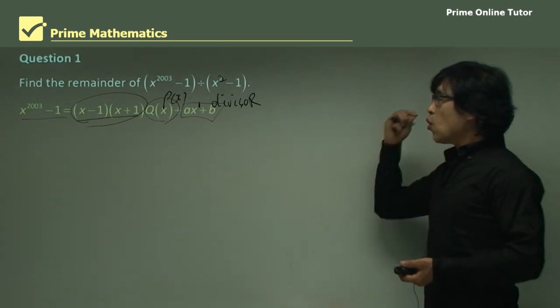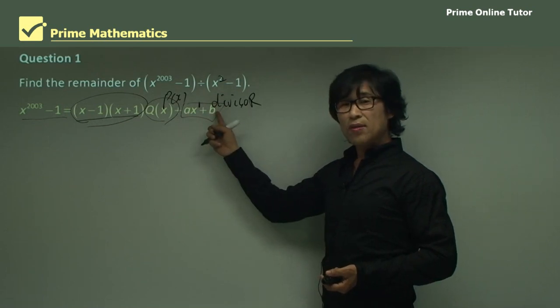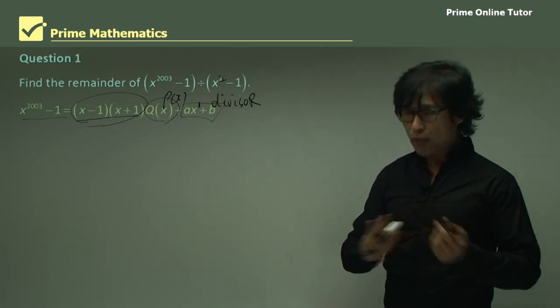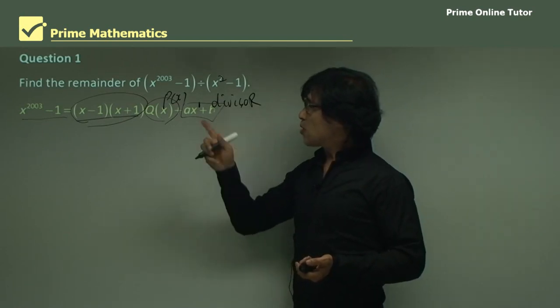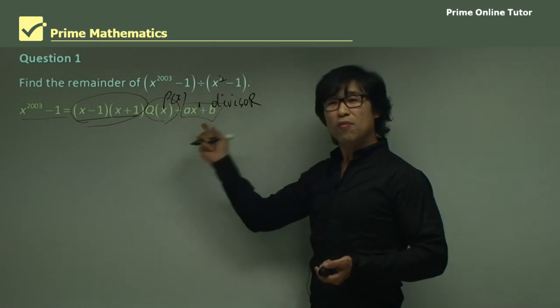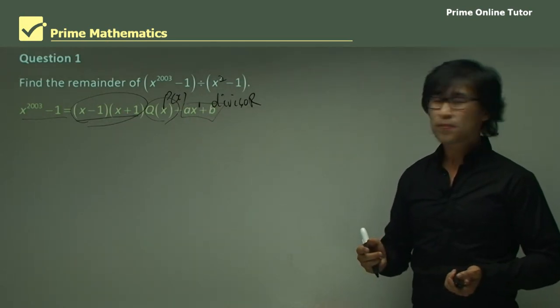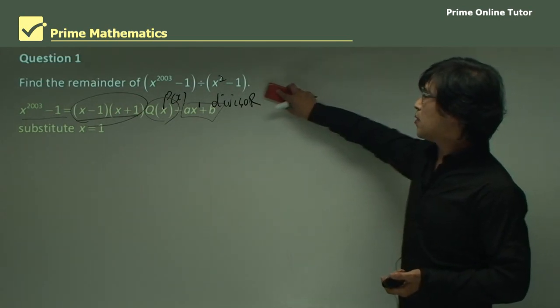So all we need to do is find the a value and b value. That's what the question is asking you to do. Okay, so we'll try to substitute good values so that we can find the a and b values over here. The first step is to substitute x equals 1.